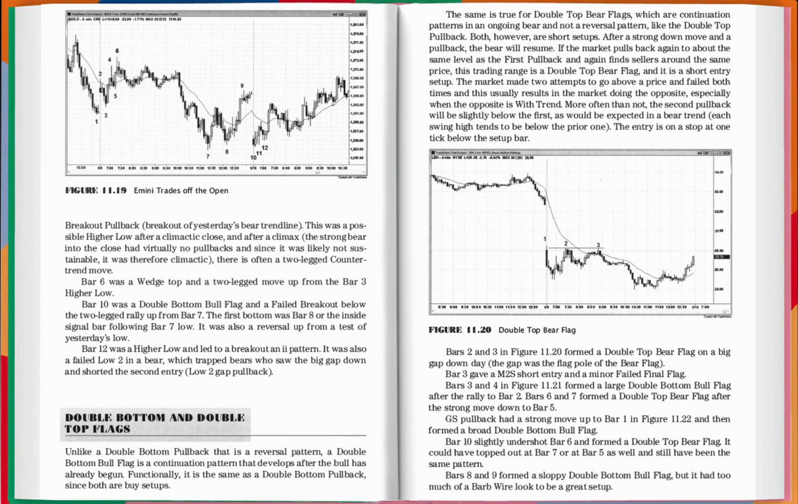GS pullback had a strong move up to bar 1 in figure 11.22 and then formed a broad double bottom bull flag. Bar 10 slightly undershot bar 6 and formed a double top bear flag. It could have topped out at bar 7 or at bar 5 as well and still have been the same pattern. Bars 8 and 9 formed a sloppy double bottom bull flag, but it had too much of a barbed wire look to be a great setup.